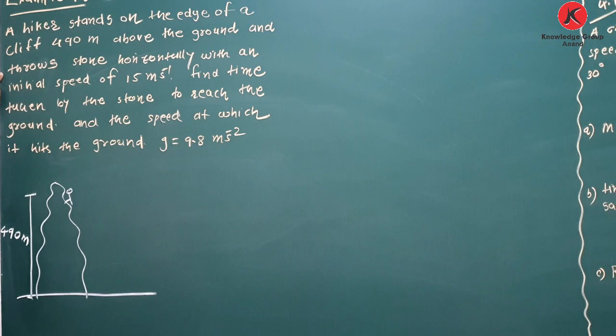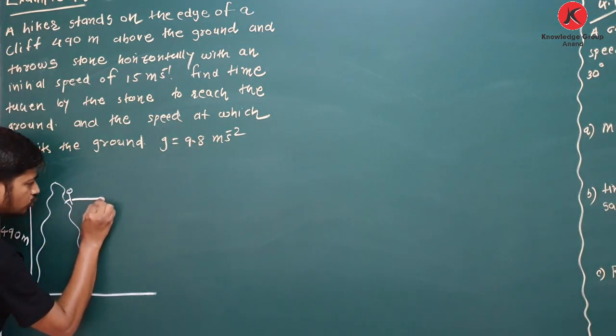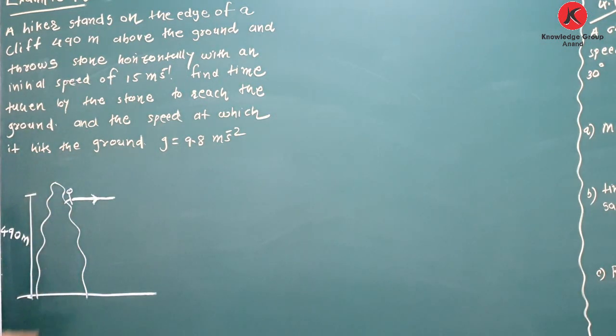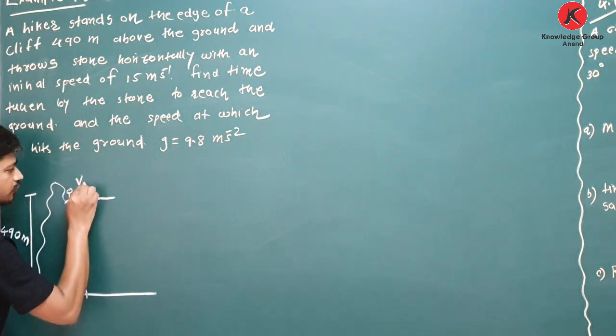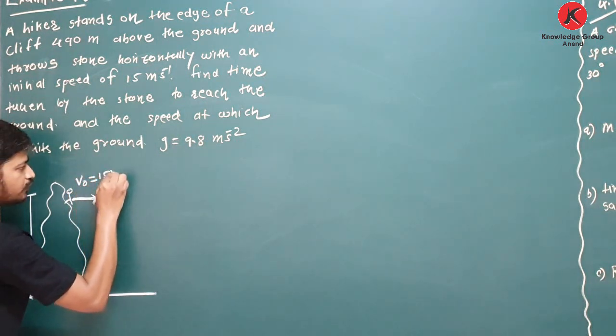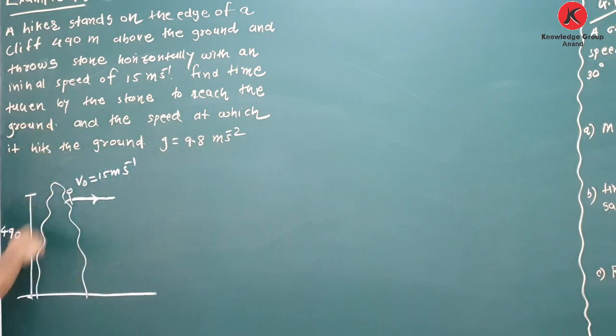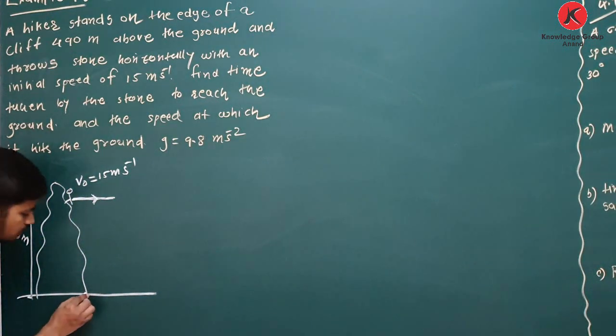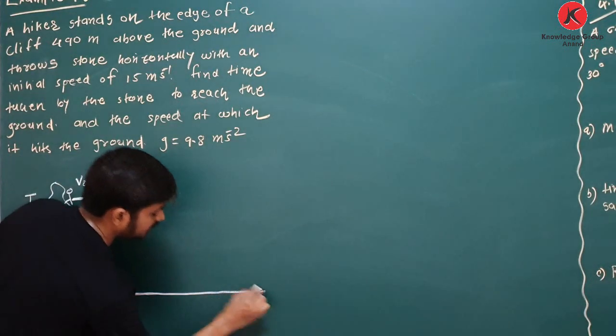And he throws a stone horizontally with an initial speed of 15 meters per second, which means v0 is equal to 15 meters per second. Find the time taken by the stone to reach the ground. The stone will reach the ground in some time, and you have to find that time.